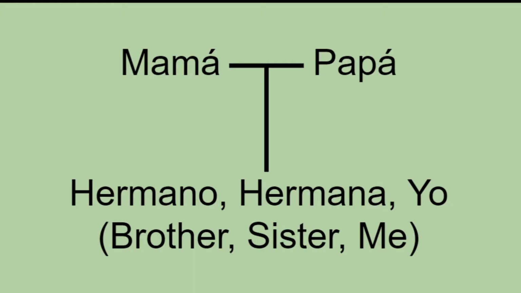Now let's talk about siblings. The word for siblings is the plural of the word for brother. You can use this word, hermanos, with the S at the end, to say that you have siblings, regardless of whether they're male or female. If you only have sisters, you can say hermanas. So we have hermano, hermana, yo. So those are brother, sister, and me. Those are the children of your parents.